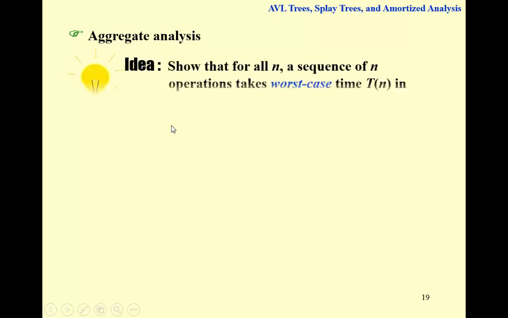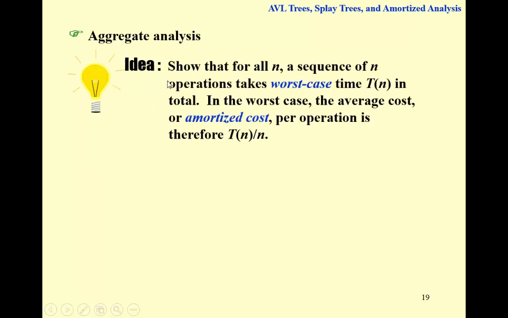Aggregate analysis. What is aggregate? What does aggregate mean in Chinese? In Chinese, we translate it as 总和. It's like the total sum of something. So the idea of aggregate analysis is that we try to show that for all n, a sequence of n operations, no matter what they are, takes a worst case time of t of n in total. That's why it's called aggregate. Then we can obtain the amortized cost by dividing the total cost by n. So that's the average for each operation. And we call it amortized cost for each operation.